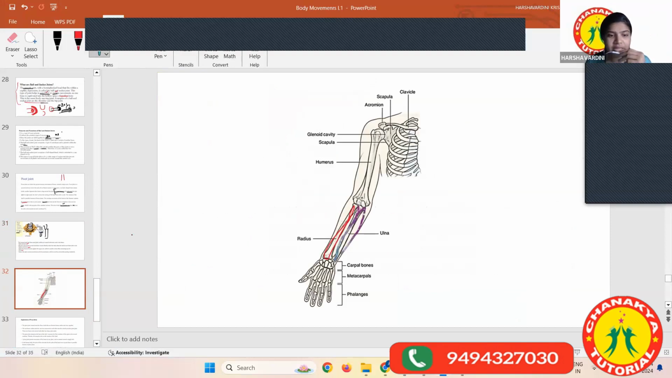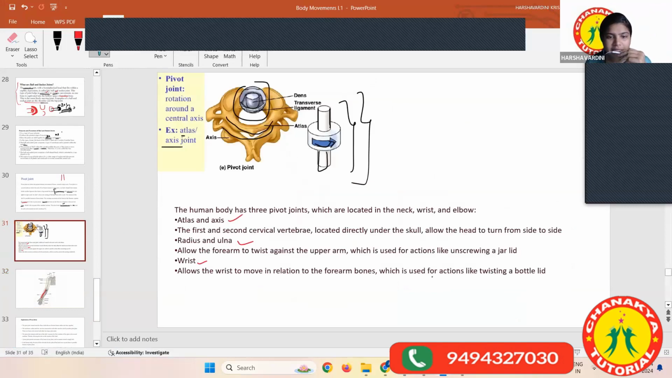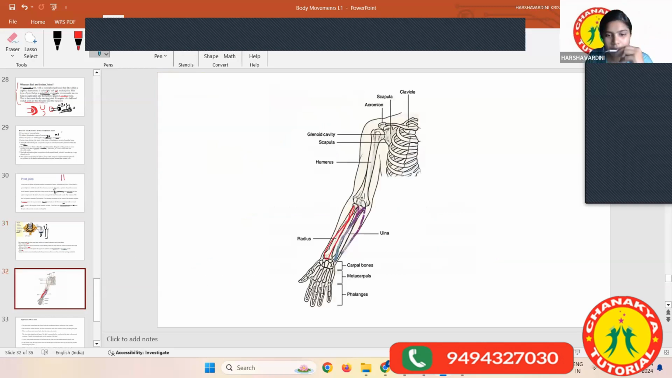The joint between them allows the forearm to twist against the upper arm, which is used for actions like unscrewing a jar lid. When you unscrew something, you basically use the fingers. When you do it like this, you have the wrist. The wrist also comes under pivot joint, the wrist and the radius and ulna both. The radius and ulna are actually here. Can you see the picture? Yes.